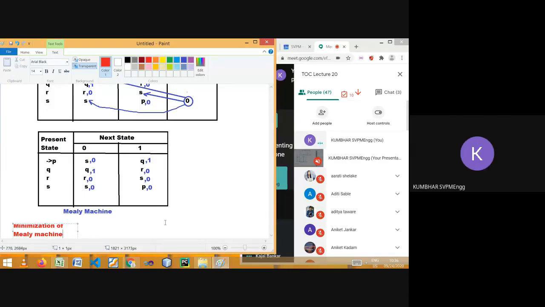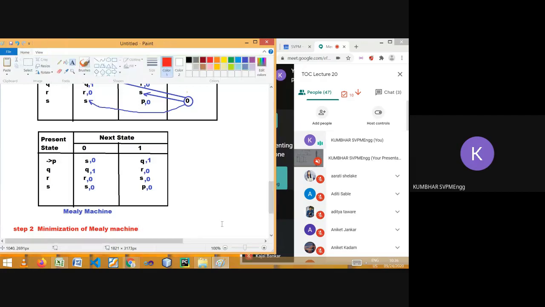Minimization of Mealy machine. Now, minimization means we are going to check three conditions, or three steps. First is to group the states on an output basis, meaning the states which have the same output we have to group them. Then find equivalent partitions of each group.